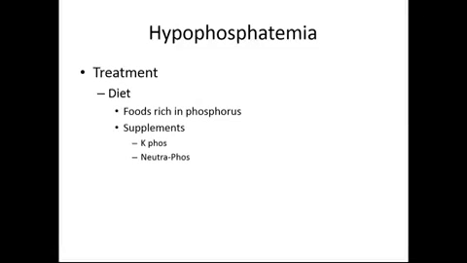If we have low phosphate, we can increase our diet with foods rich in phosphorus. Remembering, what were some of the foods rich in phosphorus? Eggs, poultry and meats, fish. And we can give supplements such as K-Phos and Nutriphos to help. We do not want to take Nutriphos with an antacid, as that will increase our calcium level, right?